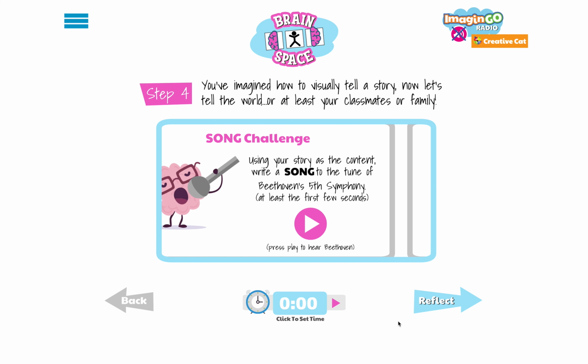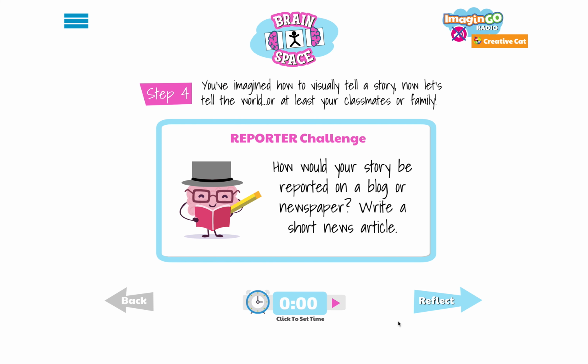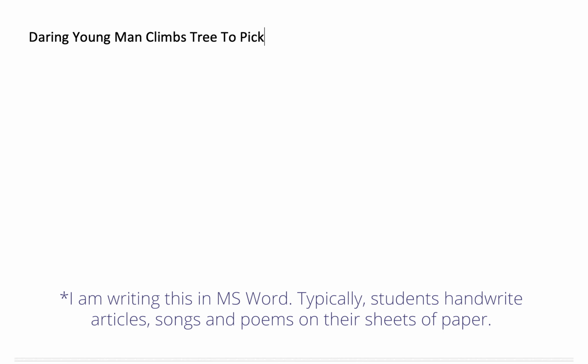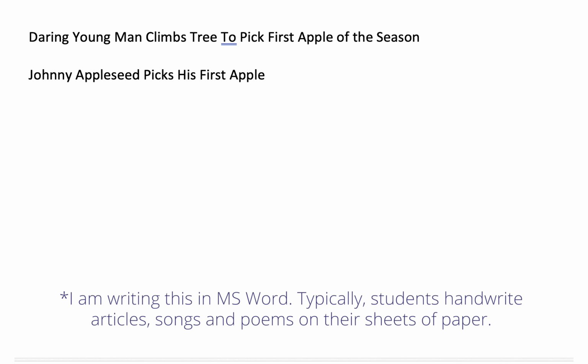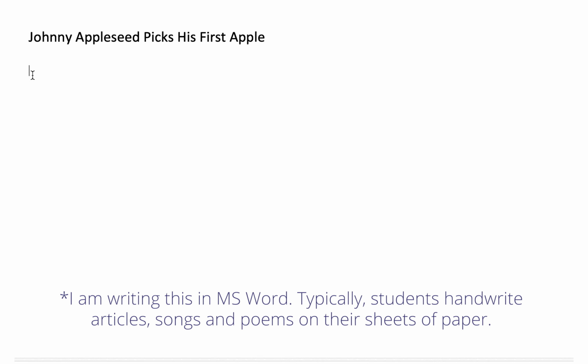In step 4, there's a few ways of sharing and collaborating with the class. You write a song, you write an article, you create an advertisement. The challenge is randomly selected. We got the reporter challenge. So let me think of a few headlines here. We have, the daring young man climbs tree to pick first apple of the season, or Johnny Appleseed picks his first apple. Let's go with Johnny Appleseed picks his first apple.